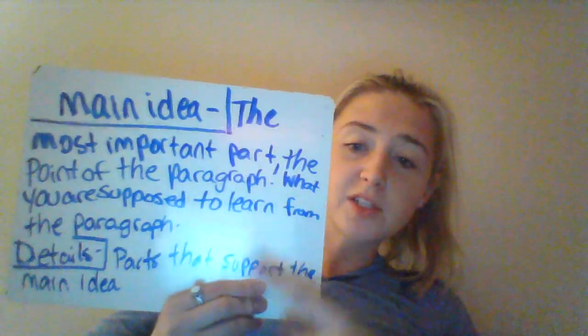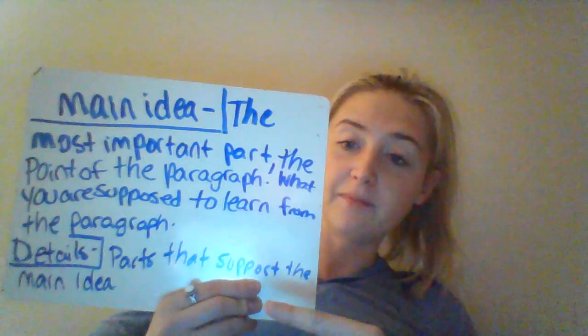Details are the parts that support the main idea. So I want you to think about this because we wrote our pollinator books, and in our pollinator books, we did a focus statement and then we did supporting detailed sentences. So I want you to think of that like your main idea and your details. The detailed sentences are just your details, and then your main idea is just like your focus statement.